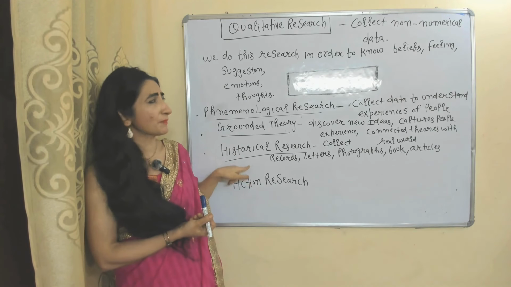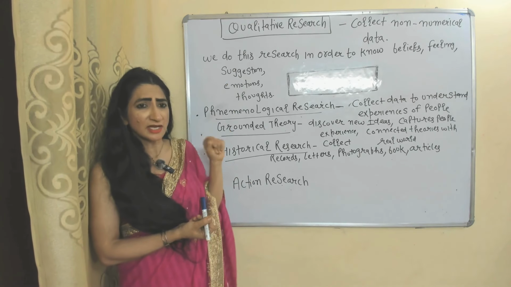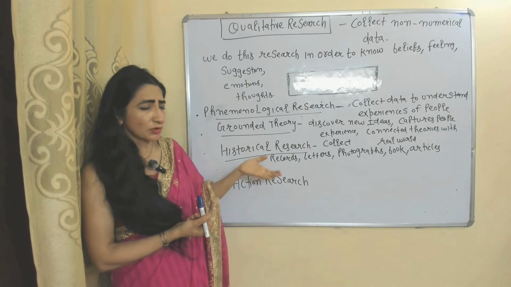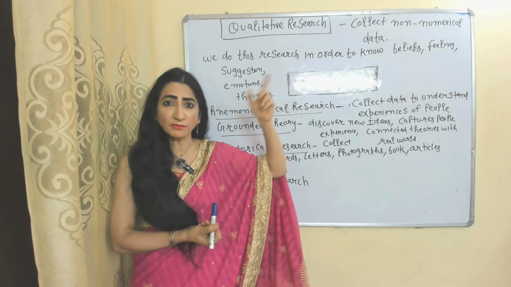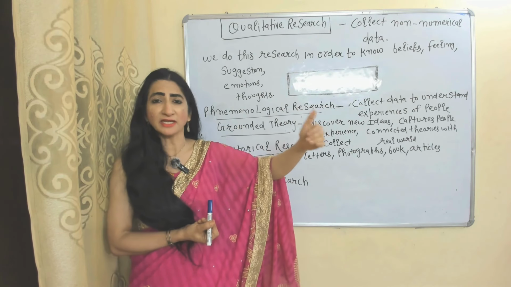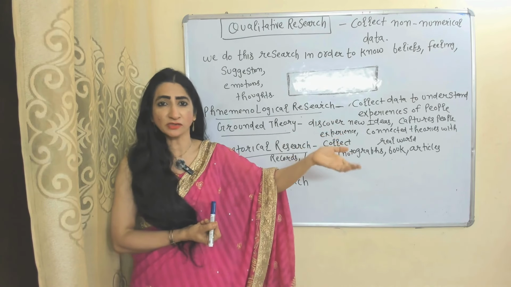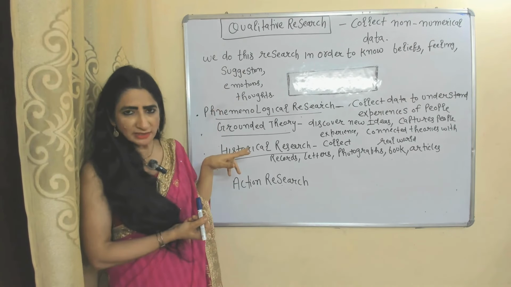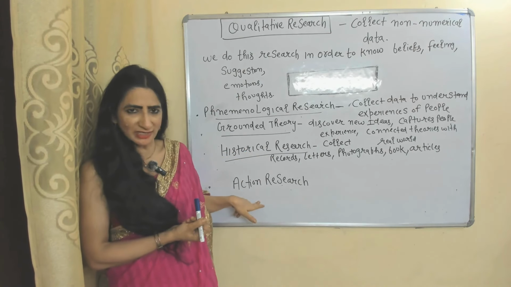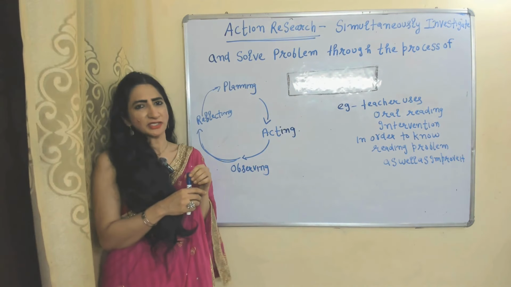Historical research is also part of qualitative research. Here we collect records, letters, photographs or read from books and articles so that we can know about feelings, emotions and opinions of people in the past. Action research is also part of qualitative research. We next study about action research.